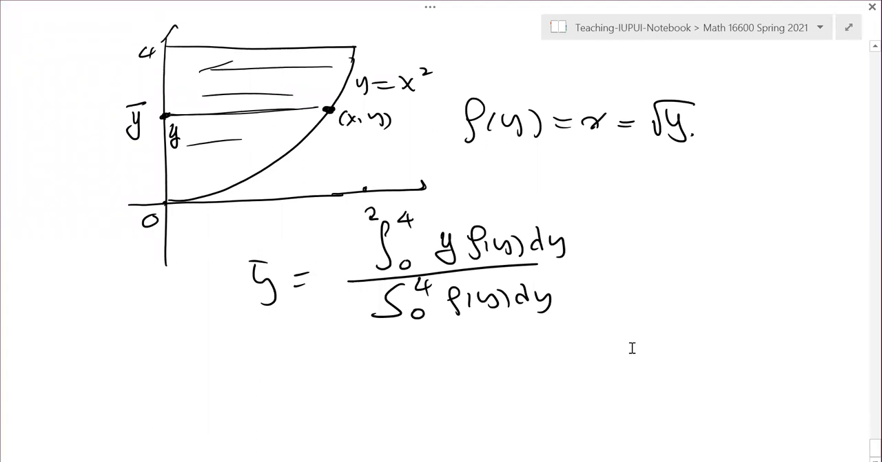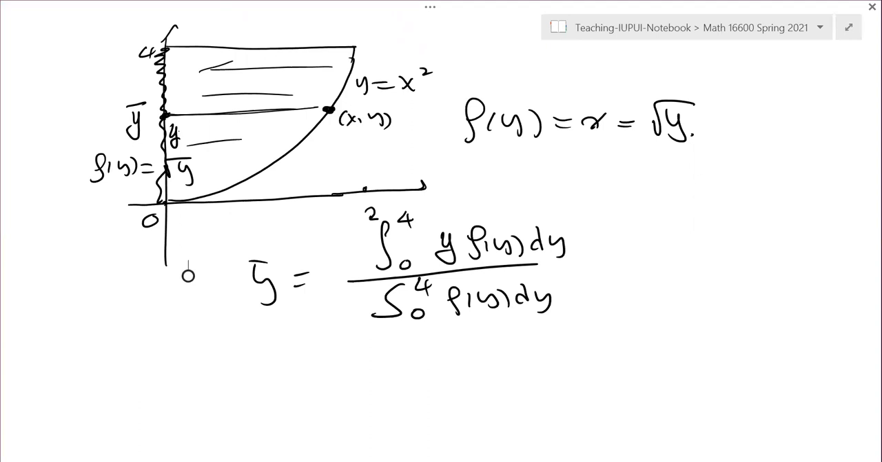Yeah, because at every point, the density function is going to be square root of y. So along this line, where's the center with the density function square root of y? Because you collapse the whole region onto the y-axis, somewhere is thicker than other places. The density function is just the length of this horizontal line segment, right?